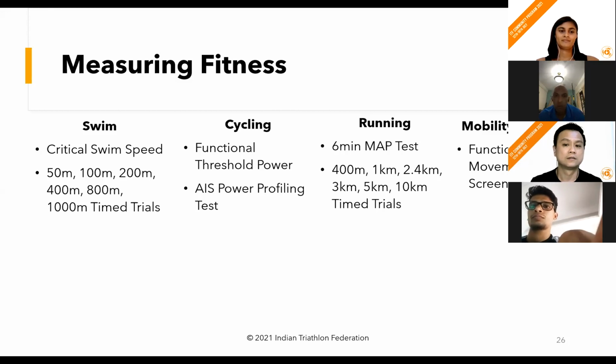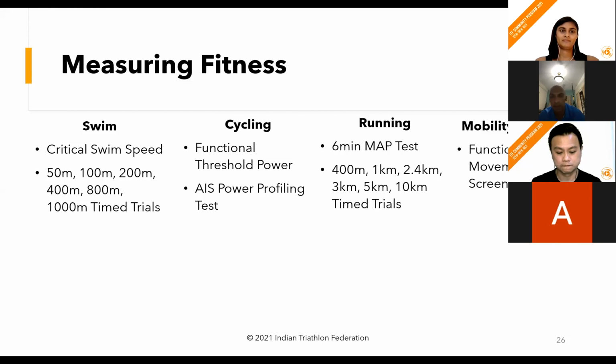So you're going up to Olympic distance, and once in a while you may have to test their skills at a 1,500 as well. Cycling, like I said, the most common is the FTP test, usually done every 12 to 14 weeks, based on what stage your athlete is in. The AIS power profiling test is another important one.